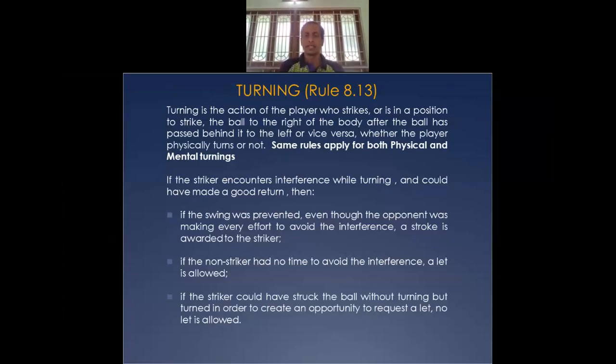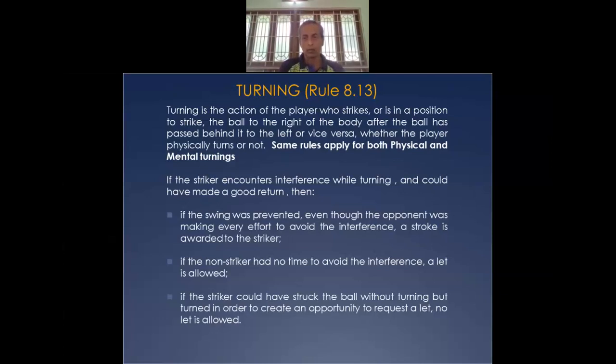But if there is turning, that is where the referees will be caught out. So you'll have to be really, really sharp, and the ball is past the player. Before you make a decision, you'll have to be very, very clear whether he had turned mentally. If it's going to be a let, no problem. If it's going to be a stroke, then yes, you'll have to be careful.